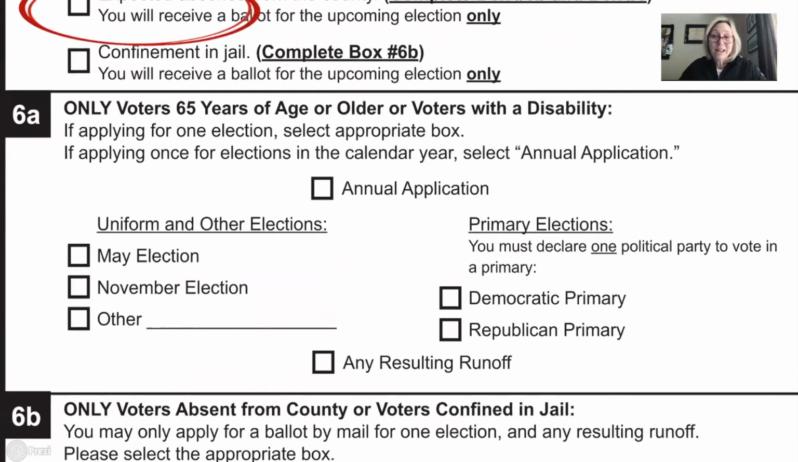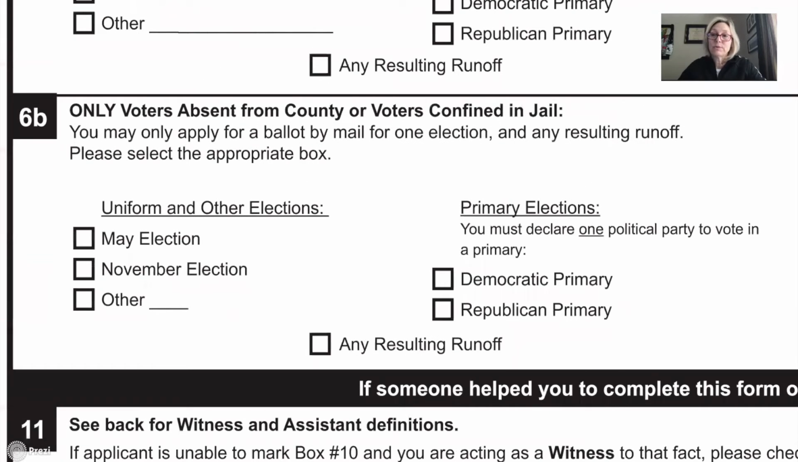Now, if you're completing this for, like, I'll complete one of these for my mother-in-law. She's over 65. This is the box I would select for her. So if you are completing this because you want a ballot by mail for someone who's 65 and older, complete 6A on what they want. And that's going to be the Democratic primary and any resulting runoff. However, skip this if you're doing it for a college student. You skip to 6B and you would fill this out.